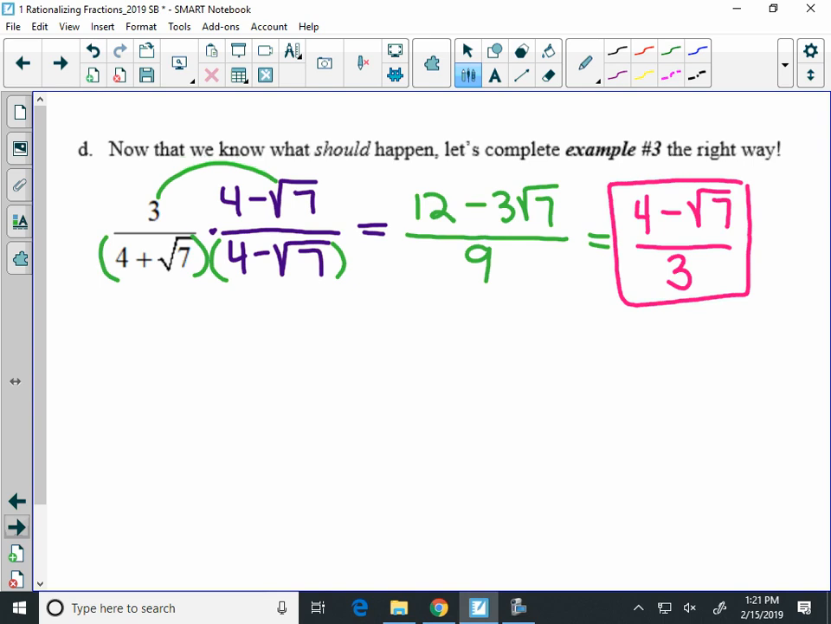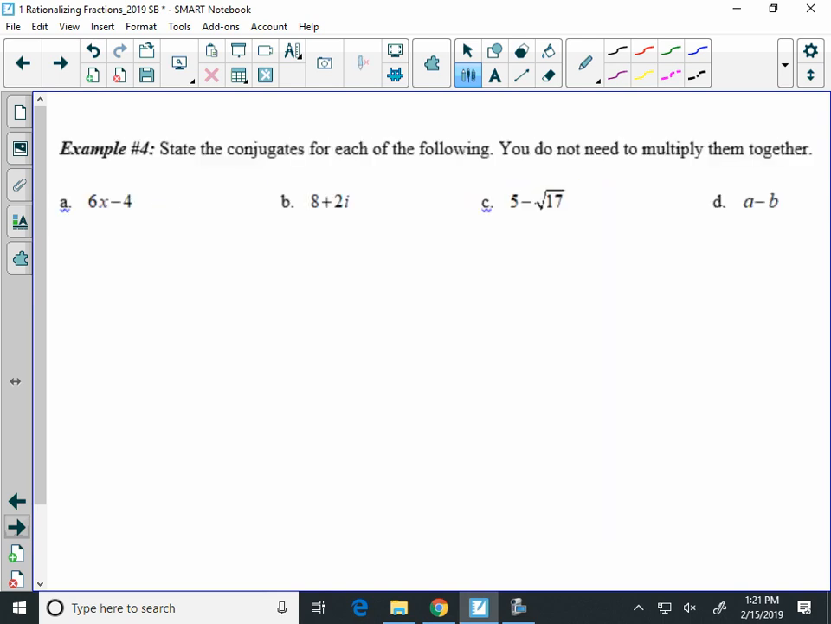That's it. So let's try that a couple more times. But before we try it 2 more times, we're almost done. Let's take the conjugates here. What's the conjugate of 6x minus 4? Yes, 6x plus 4. What about 8 plus 2i? 8 minus 2i.